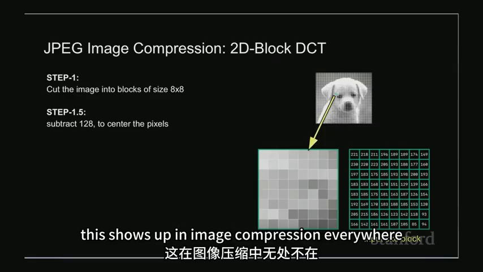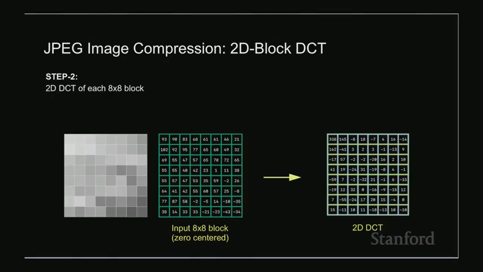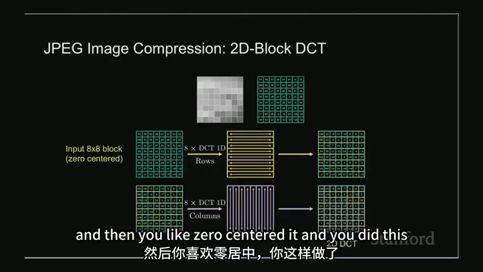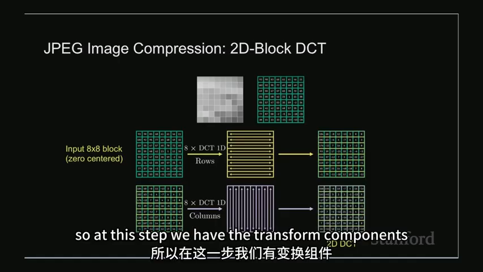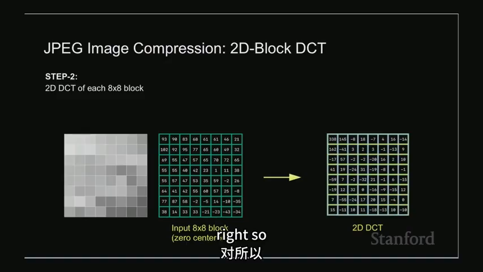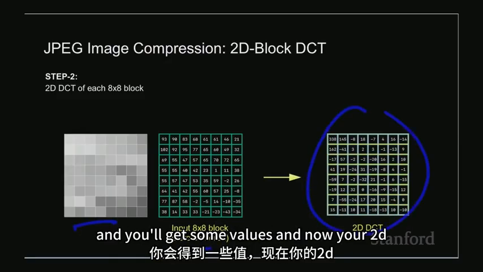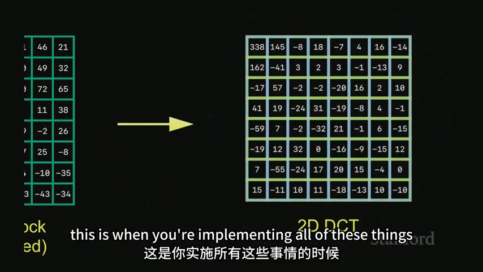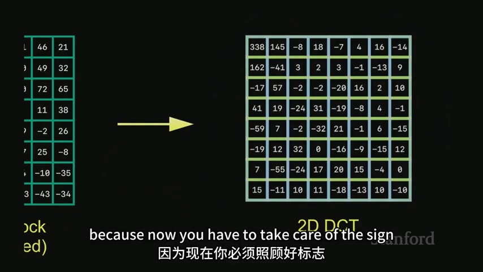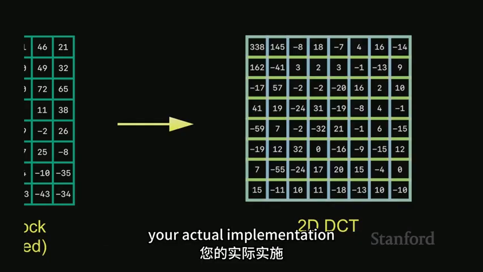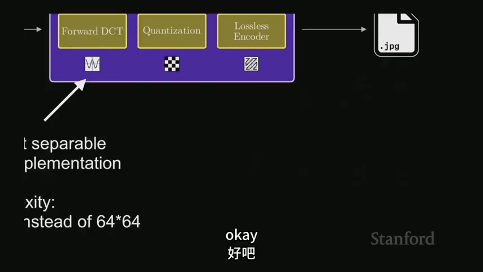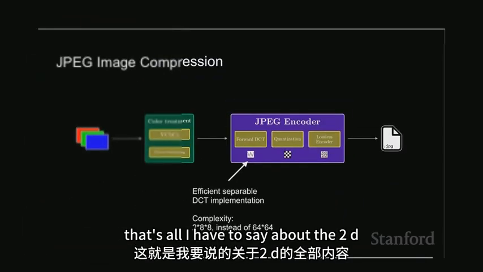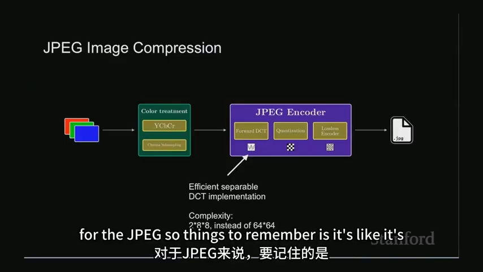This is really important. This shows up in image compression everywhere. Okay. And so then you zero centered it and you did this 2D DCT transform. So at this step, we have the transform components, right? So this is just showing you started with this single block and you'll get some values, and now your 2D DCT transform might have positive or negative values. This is when implementing all of these things becomes important, because now you have to take care of the sign also in your actual implementation. Okay. So that's all I have to say about the 2D DCT transform part for the JPEG.